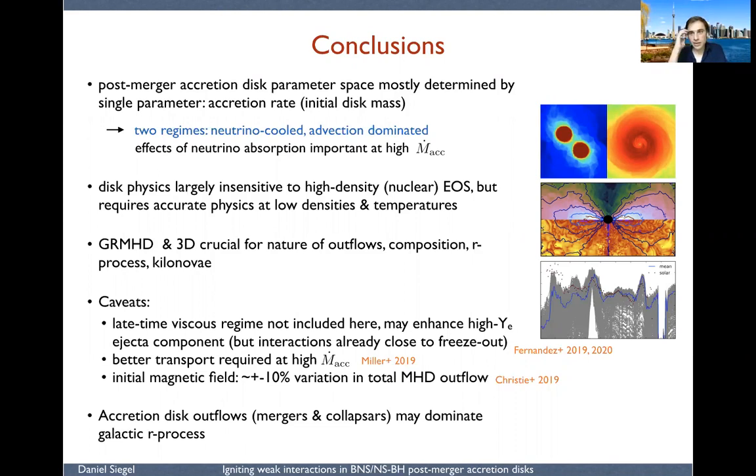Yeah, that's a really good question. Thank you. So there's several aspects. Regarding the simulations, we've been focusing on accretion rates around this ignition threshold. And so you can extrapolate some of the results of the highest accretion rates we simulated to even higher accretion rates. So the basic physics will be the same. The difference will be how important absorption will be on the outflow composition. But the basic physics will be the same.